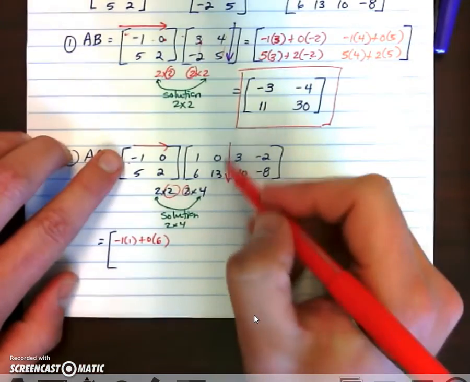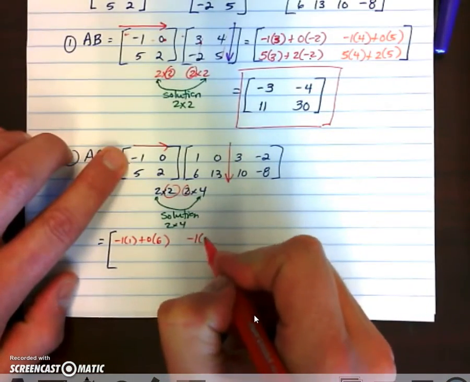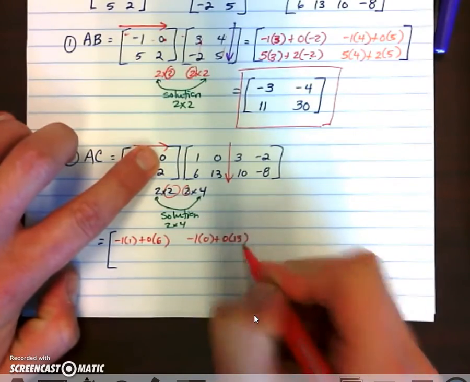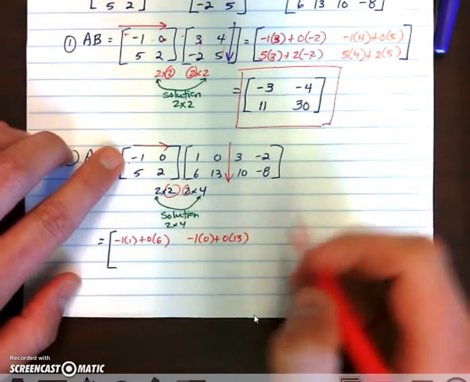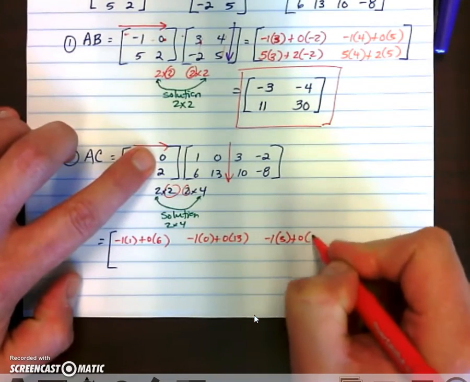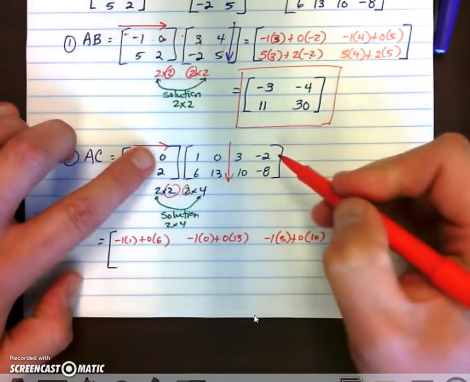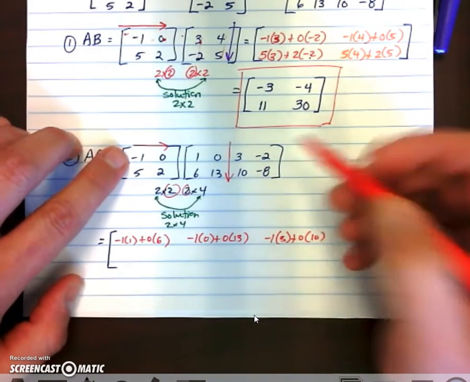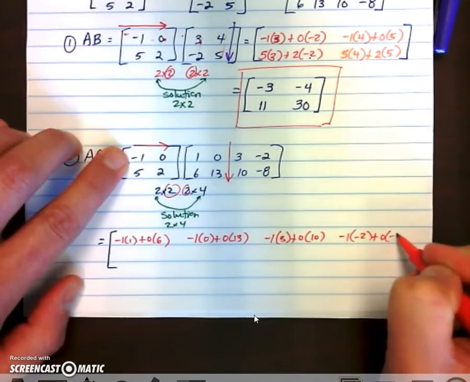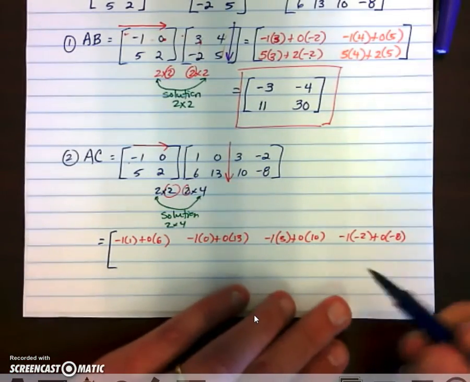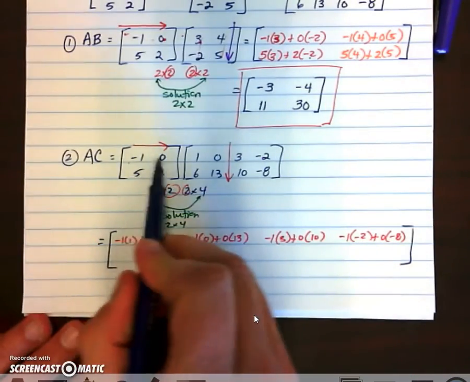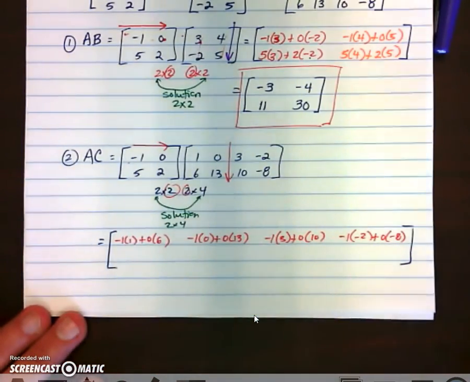And now let's do row 1, column 2. So -1 times 0, move across, 0 times 13. Let's go to column 3. -1 times 3, 0 times 10. And then let's go to the last column here. -1 times -2, and 0 times -8. All right. Now notice, row 1, that's all I used here. That's all I have here is row 1.